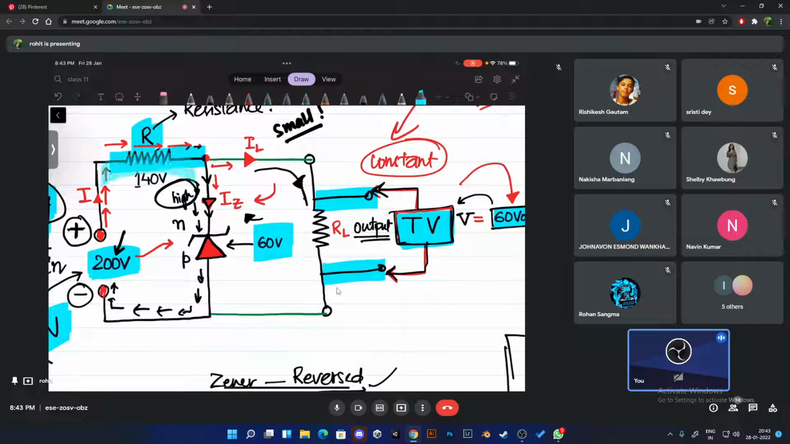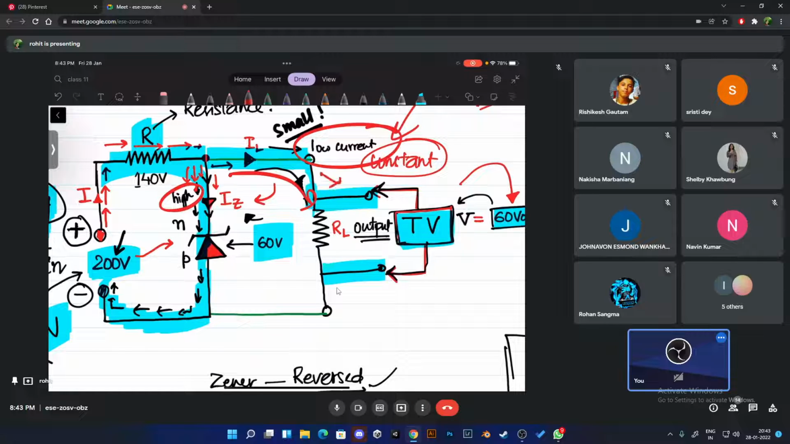Look at the direction of this current. This will just go from here to here to here to here, if you can see. And obviously some current will pass from here. But it will be high current or low current? Low current, because already very high current will pass through the zener diode. Can you understand, your TV is safe? If a very high current passes through your TV, your TV is gone, no? Yes or no?